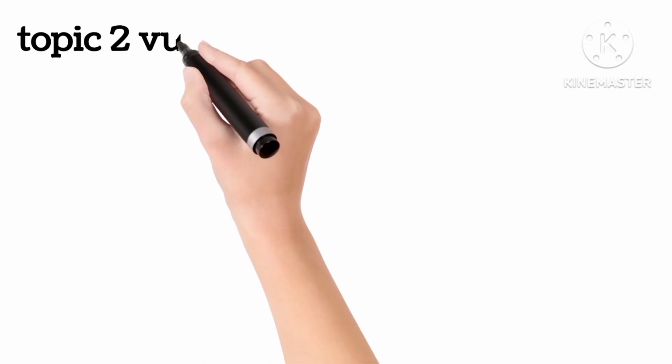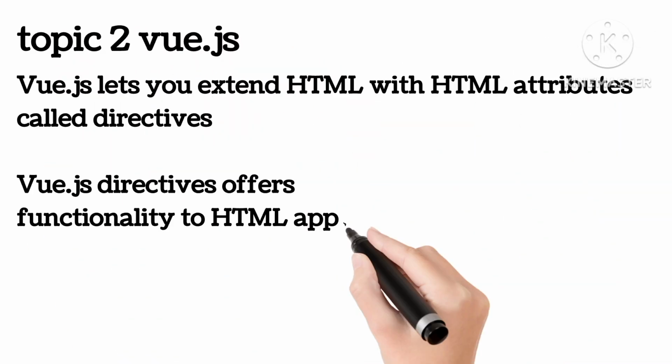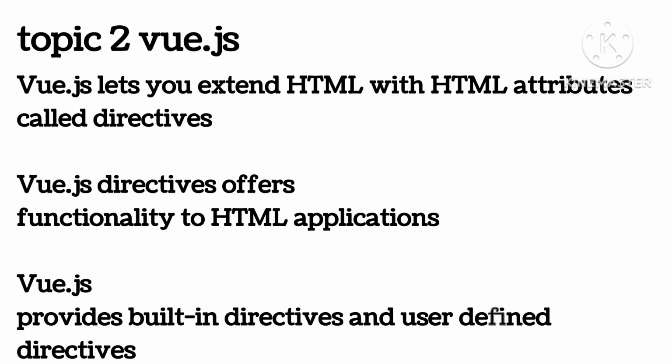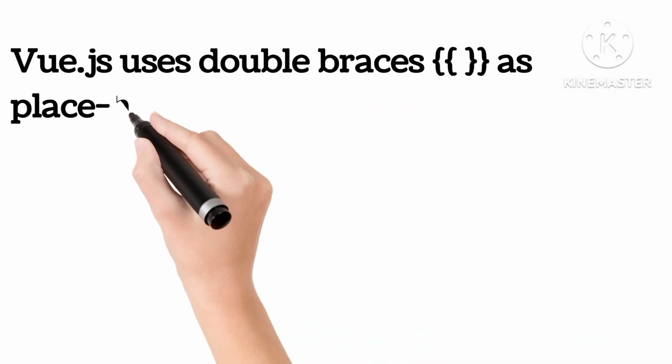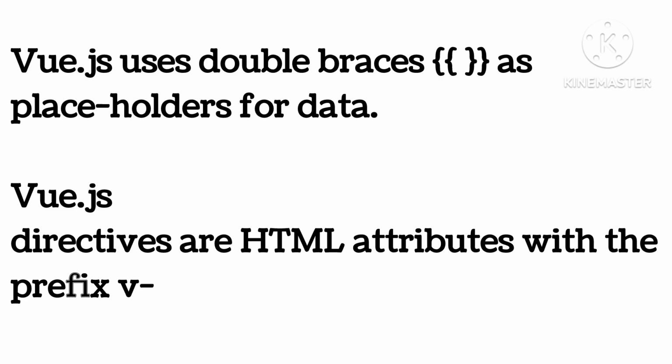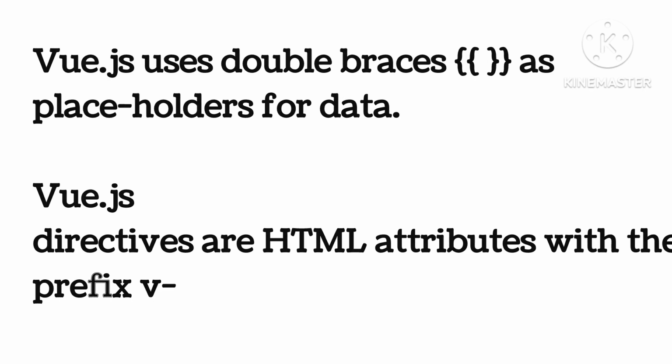Topic number 3 is Vue.js. Vue.js lets you extend HTML with HTML attributes called directives. Vue.js directives offer functionality to HTML applications. Vue.js provides built-in directives and user-defined directives as well. Vue.js uses double braces as placeholders for data. Vue.js directives are HTML attributes with the prefix v-.